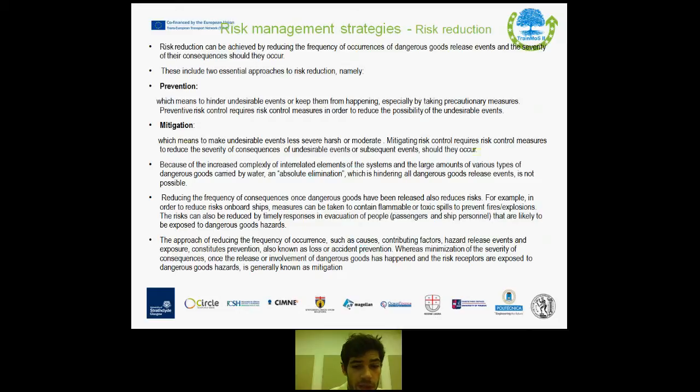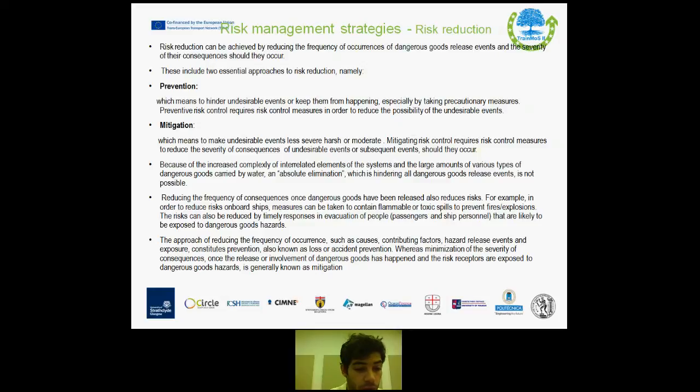Preventive risk control requires risk control measures in order to reduce the possibility of undesirable events, while mitigation means to make undesirable events less severe, harsh, or moderate. Mitigating risk controls requires risk control measures to reduce the severity of consequences of undesirable events or subsequent events should they occur. Because of the increased complexity of interrelated elements of the systems and the large amount of various types of dangerous goods carried by water, an absolute elimination, which is hindering all dangerous goods release events, is not possible at the moment. So, reducing the severity of consequences once dangerous goods have been released also reduces risk.